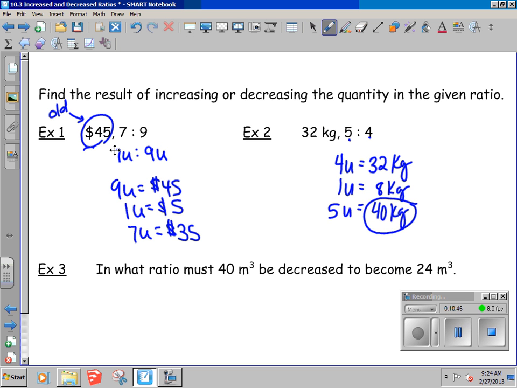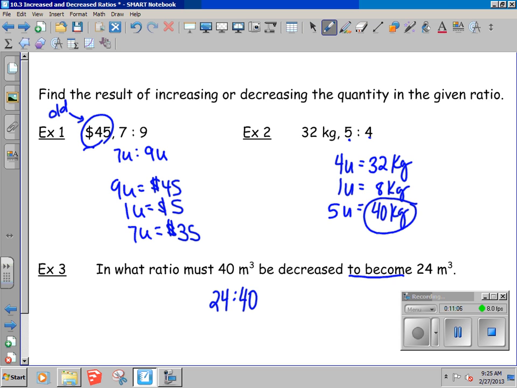40 and 24. Which one are you putting first and why? 24, because it's the new one. Which one's the new one? 24, because it's decreased to become 24. That tells me that the new one is 24, the old one is 40.